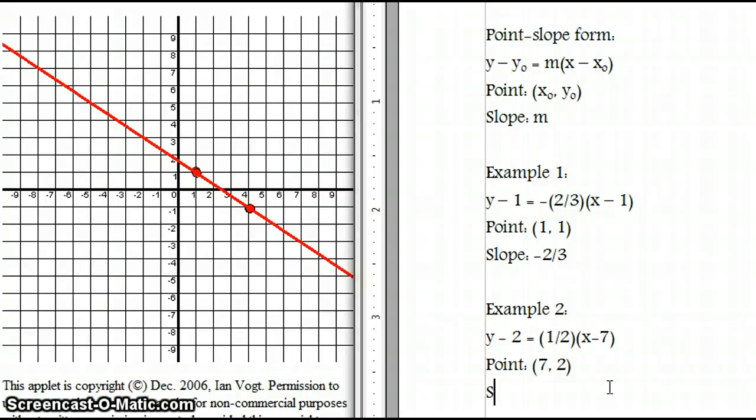The slope, of course, is just the coefficient of x in general. So it's going to be this 1/2. And I think of this as rise over run. My rise will be 1, my run will be 2, and I'm always running to the right.